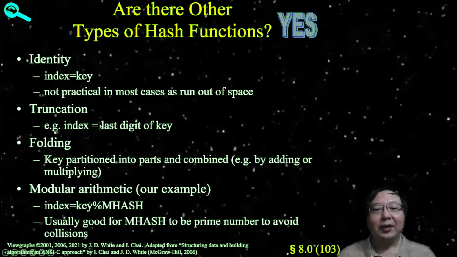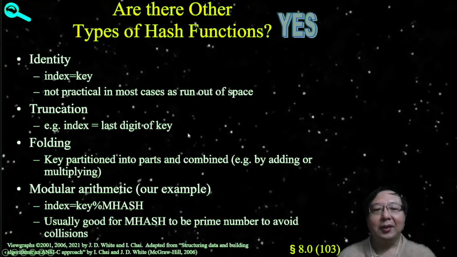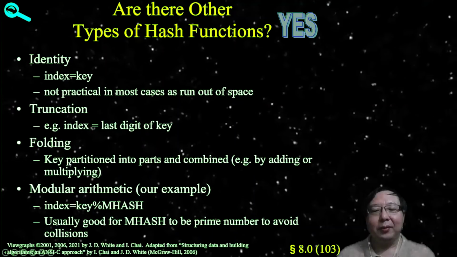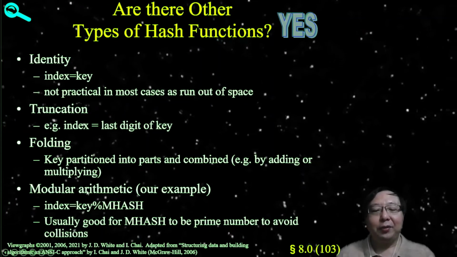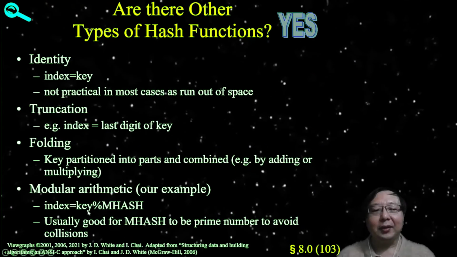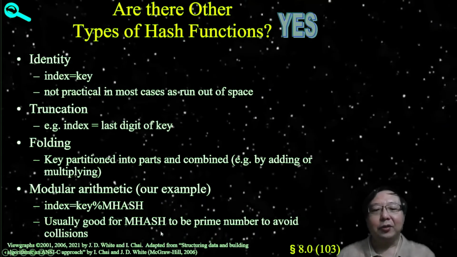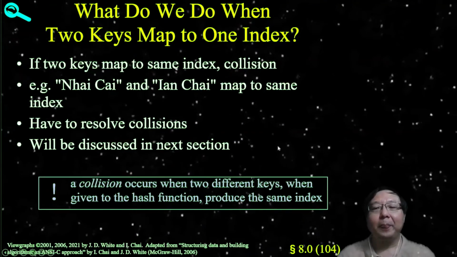And then the truncation is the index is the last digit of the key. There's folding, which is combining into parts. You partition the parts and combine by adding or multiplying. And the one that we used, which is the modular arithmetic, where you take the key and then you mod by the m hash. And it's usually good for the m hash to be a prime number to avoid collisions.